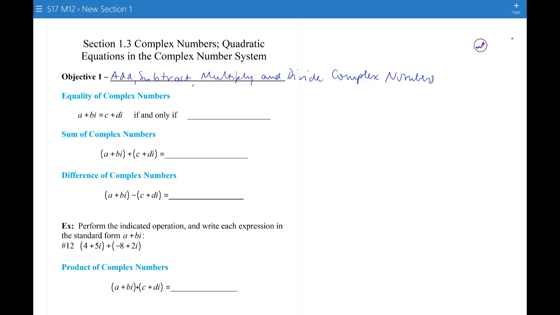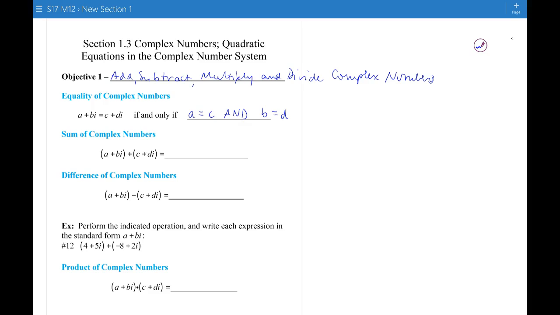So first we're going to talk about the property of equality of complex numbers. a plus bi equals c plus di if and only if a equals c and b equals d. So in math we use the words and or, and we make a distinction between what they mean. So in this case it's and. You have to have both. The real parts have to match and the imaginary parts have to match up.